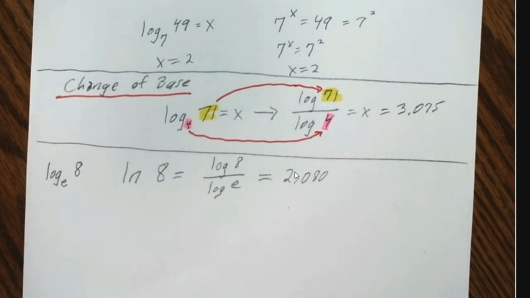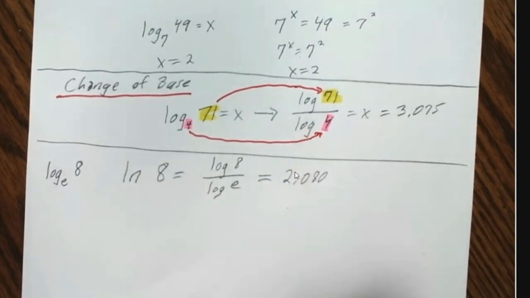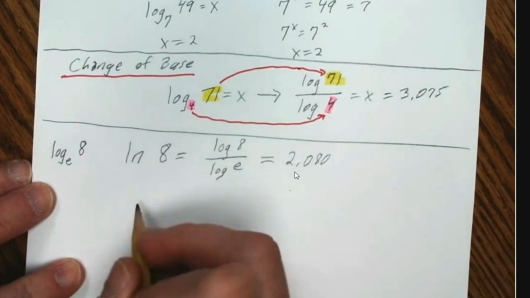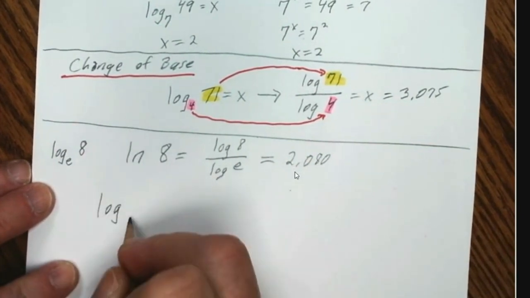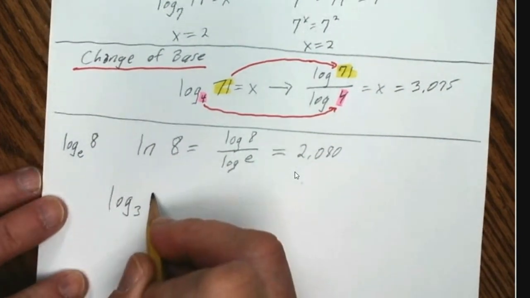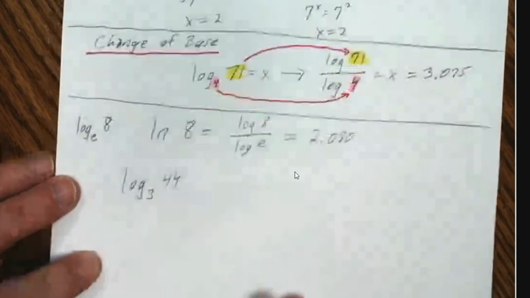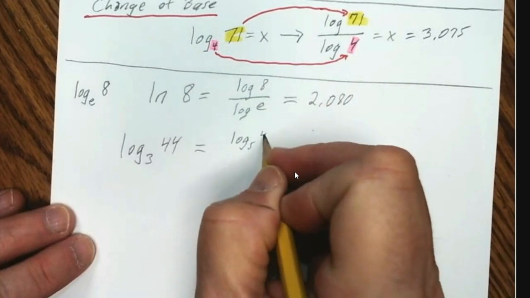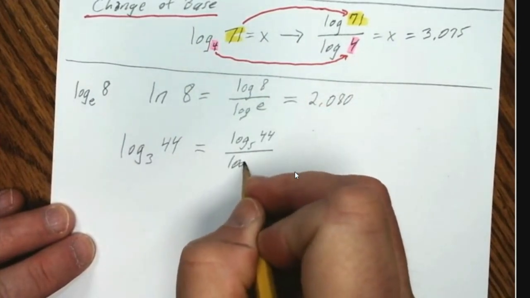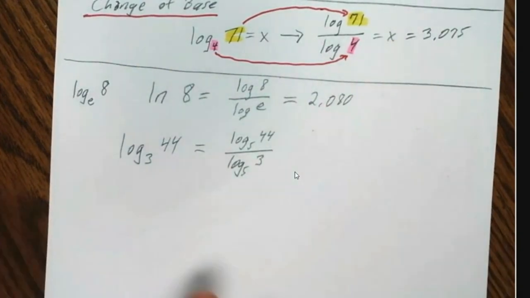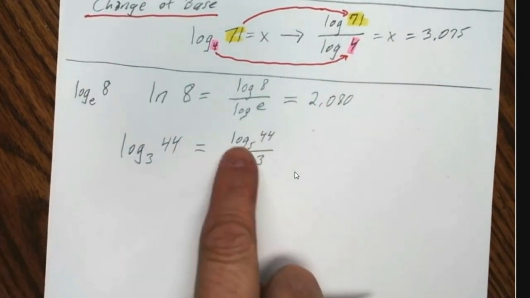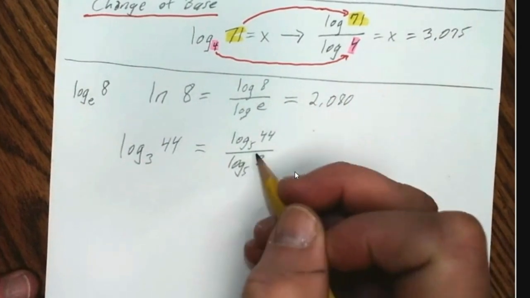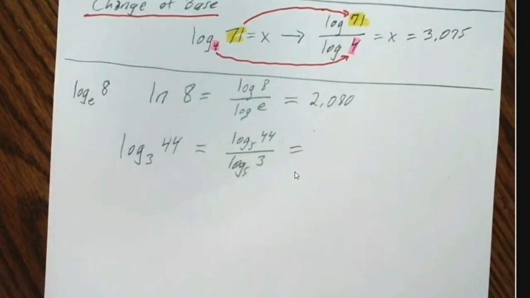Now, I don't want you to think that we can always just convert to log 10, because this works with any base. Change of base formula. If we have log base 3 of, let's just do 44, we could change that to log base 5 the same way. Take the 44, put it on top, put the 3 on bottom. Just change it to log base 5. It'll work with any base as long as you use the same base over here. You can change it to any base and still be right.